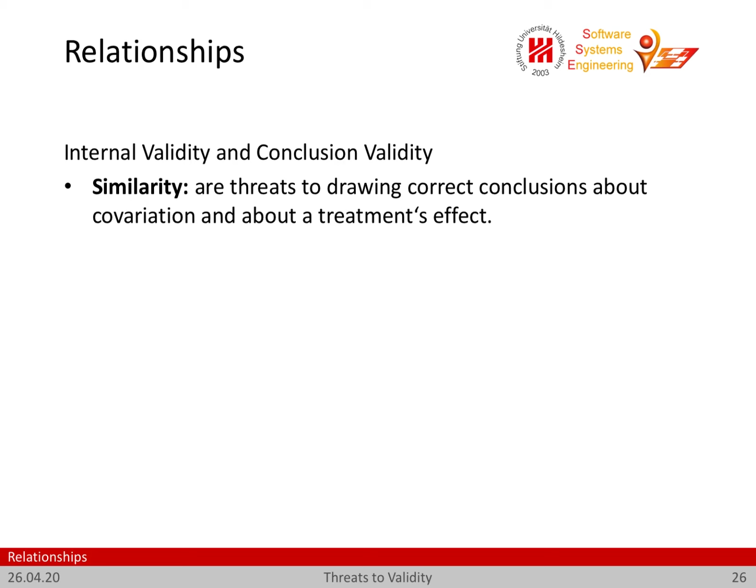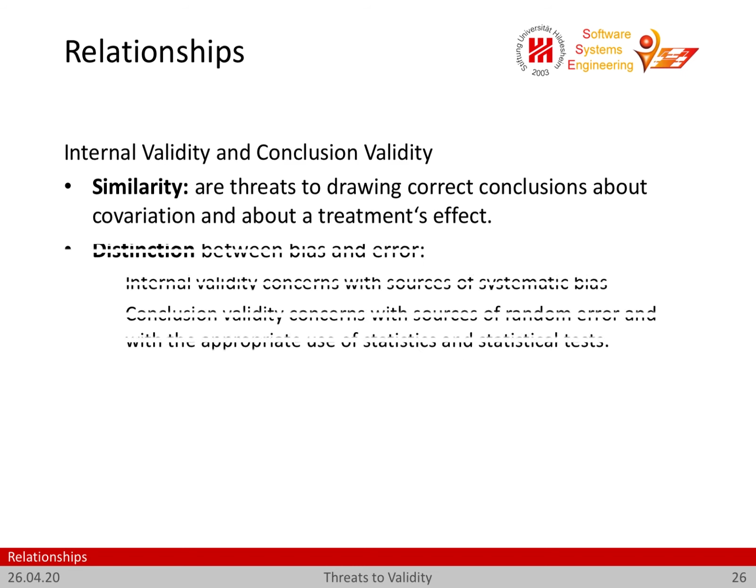Now let's discuss relationships among the different types of validity. First, let's start with internal validity and conclusion validity. They are both similar in a certain way. They are both threats to drawing correct conclusions about the covariation about a treatment's effect, meaning how do cause and effect relate to each other. On the other hand, there are fundamental differences between both.